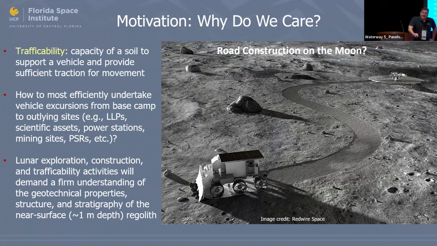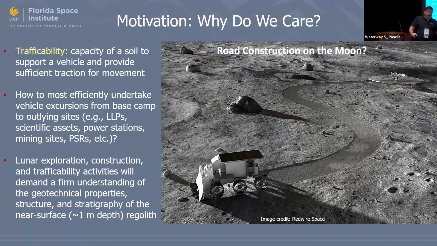Do we build roads? If so, how do we stabilize them? Or is it more efficient to drive over previous tracks or not? So these are the types of things that are important to consider. And these activities will demand a firm understanding of the geotechnical properties, structure, and stratigraphy of the near surface regolith.